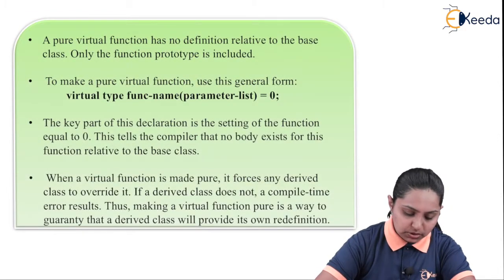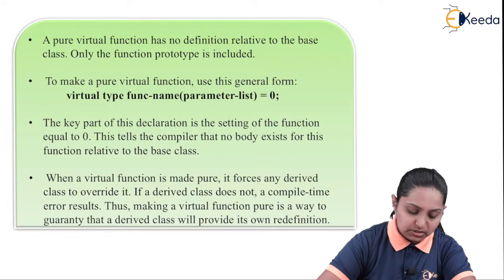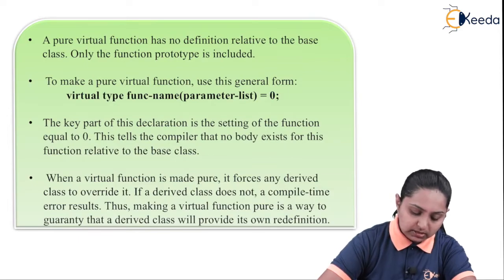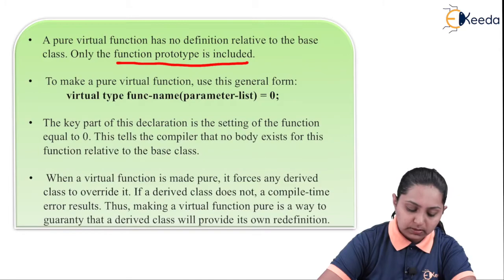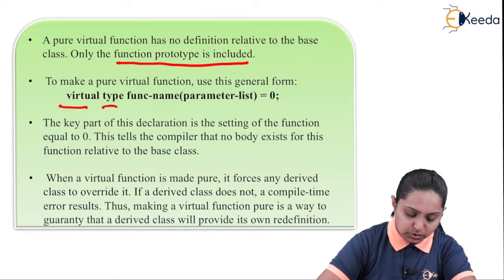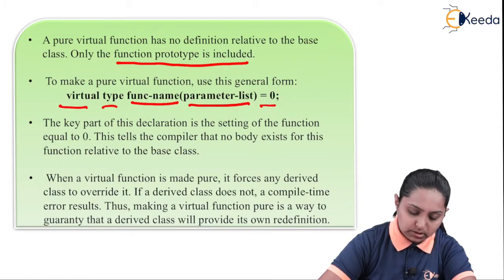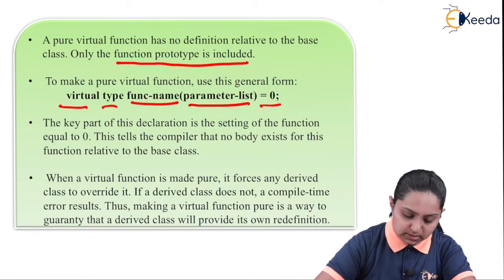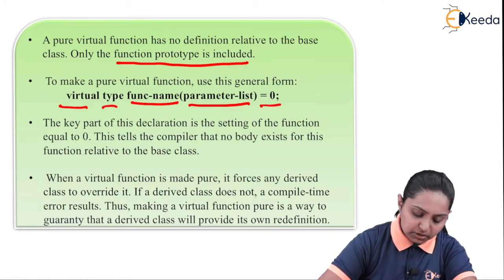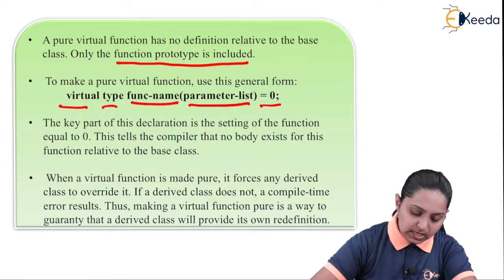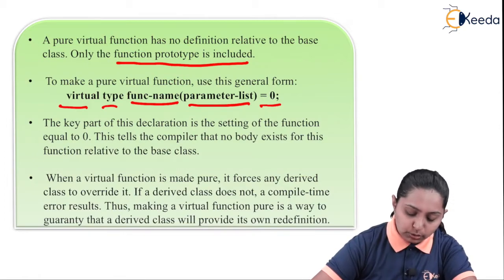A pure virtual function has no definition in the base class. Only the function prototype is included. The general format of a pure virtual function is: virtual, the type of the function, the function name, the parameters if present, equal to 0. The key part of this declaration is setting the function equal to 0. This tells the compiler that no body exists for the function in the base class.